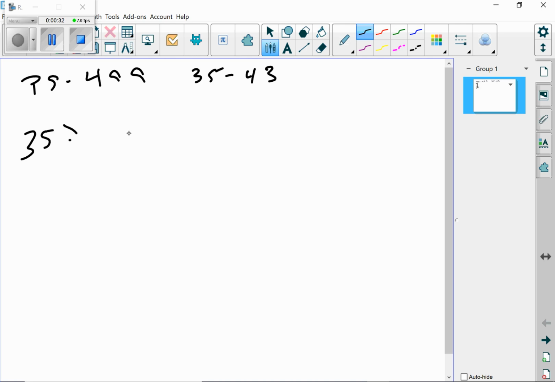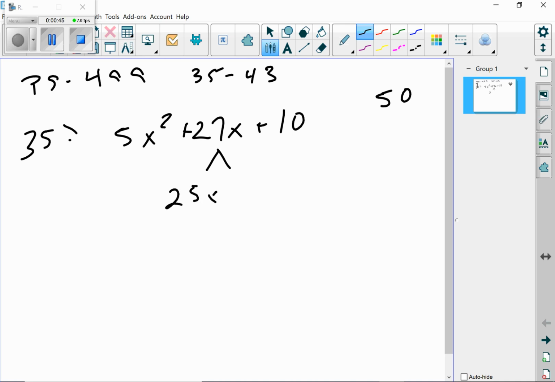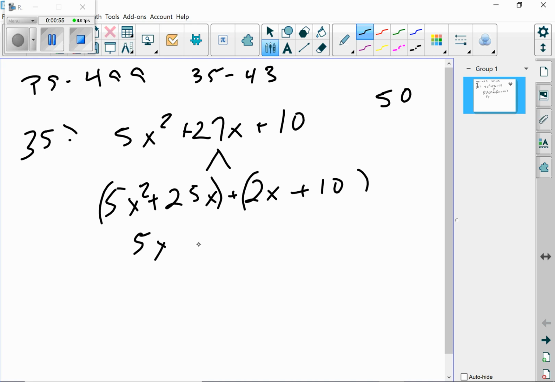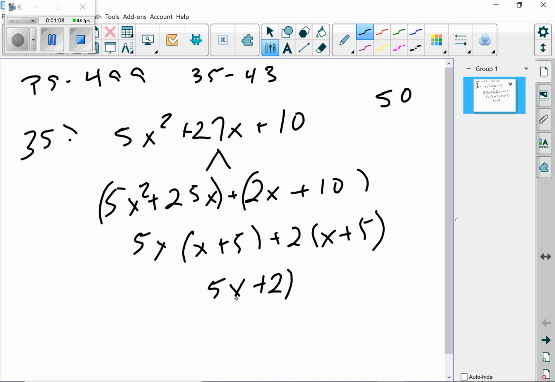Number 35, 5x squared plus 27x plus 10. We're going to split 50. Make it 27. This looks like 25 and 2 will work. 25x plus 2x plus 10. 5x squared here. Everything's plus. Pull out 5x. Leaves an x plus 5. Pull out a 2. Leaves an x plus 5. So I have a 5x plus 2 and an x plus 5.